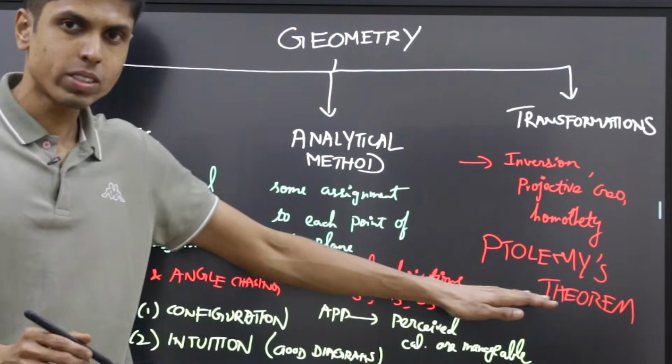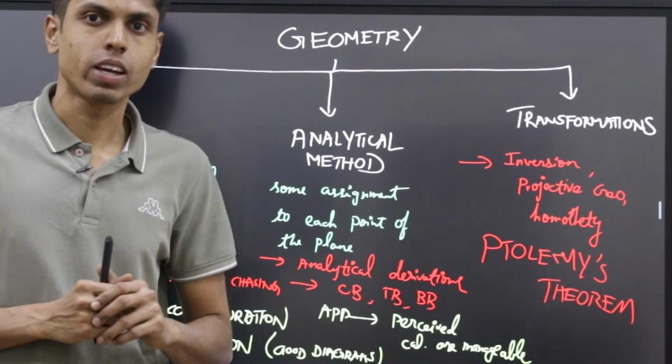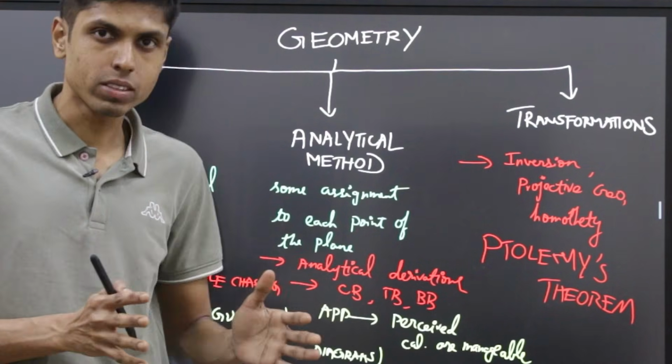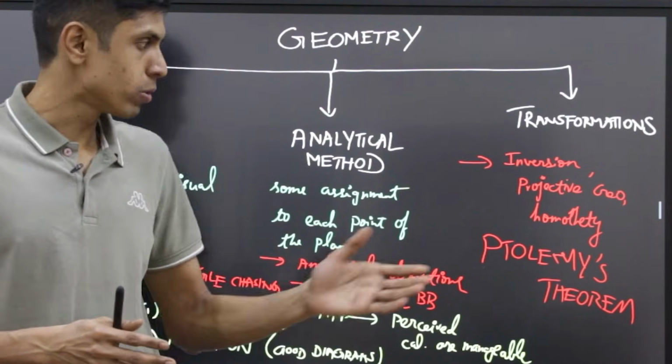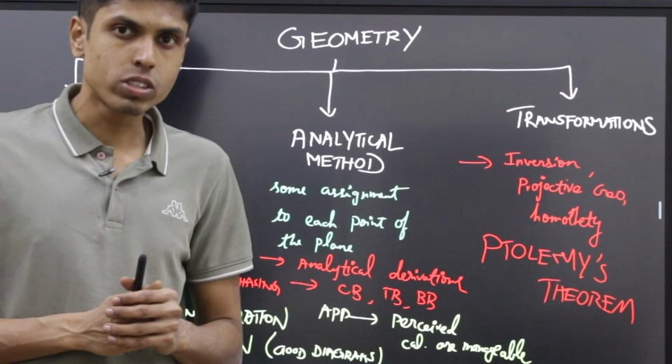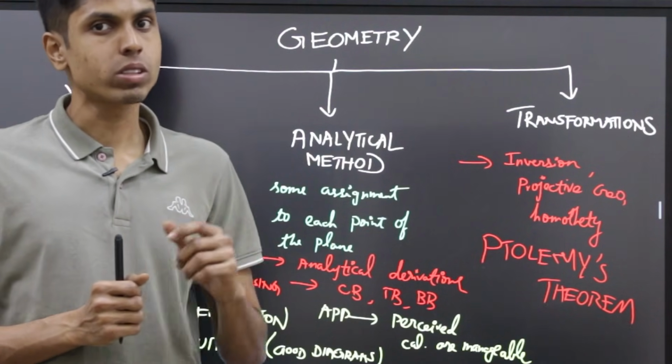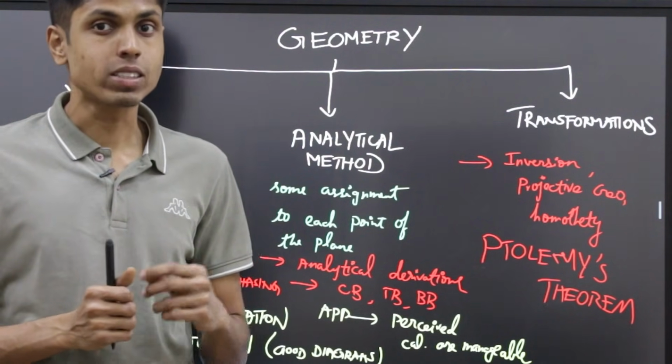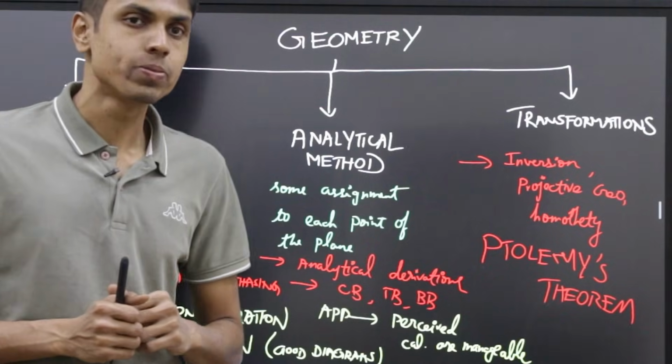The proof of Ptolemy's theorem is not at all simple in the actual space or the plane without using any transformations. But if you use inversion, if you invert about the circle, then it is instantaneously true.